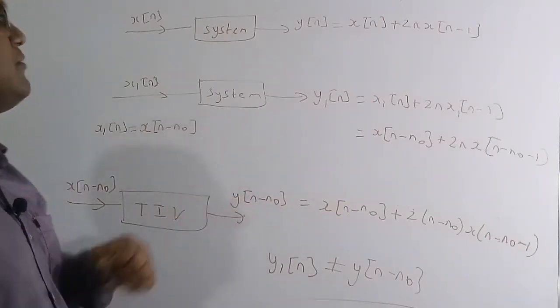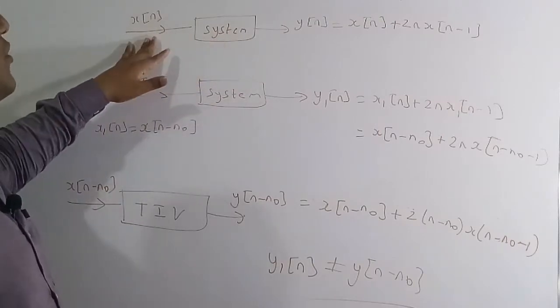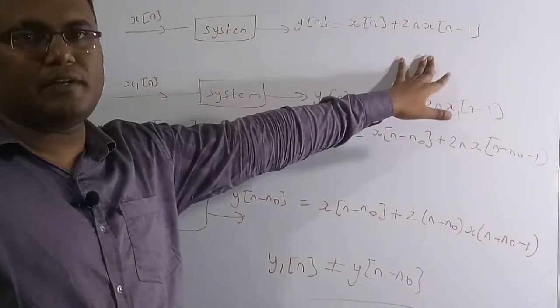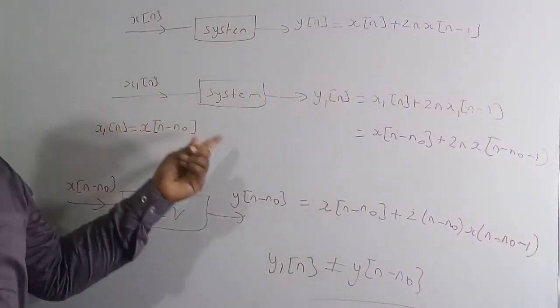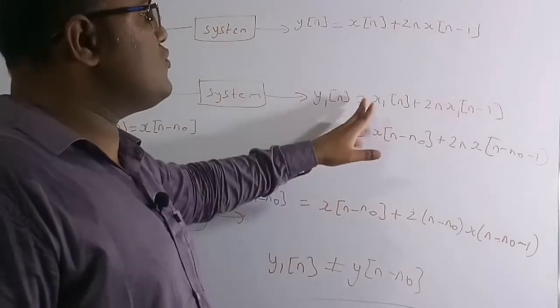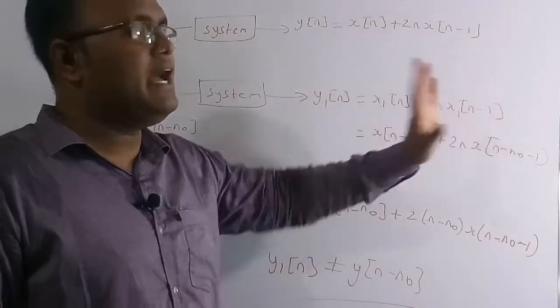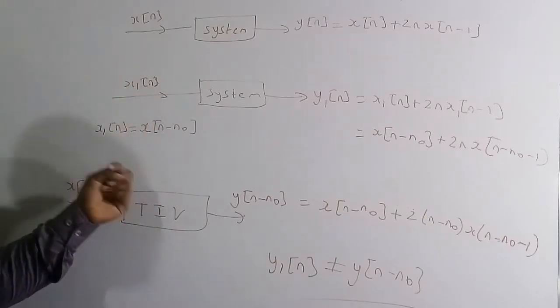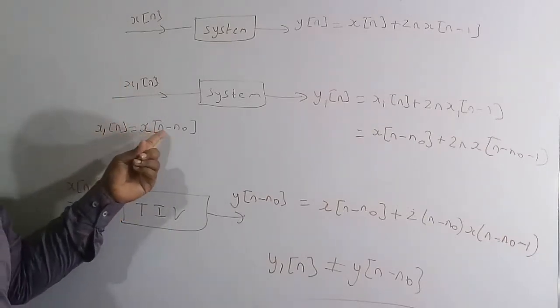or time invariant system. For the system, the input is x of n. Therefore the output is y of n is equal to x of n plus 2n into x of n minus 1. So I am going to give the system the input x1 of n. Therefore here the output is y1 of n is equal to x1 of n plus 2n into x1 of n minus 1. Suppose this new input is the delay of the previous input, here x1 of n is equal to x of n minus 1.